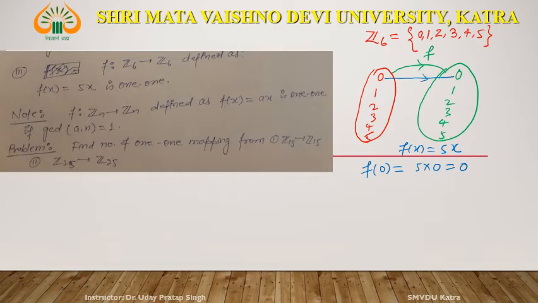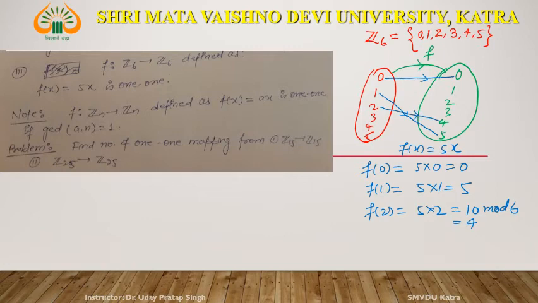Now, what is f of 1? F of 1 is equal to 5 into 1, that is 5. Means 1 is related to 5. What is f of 2? F of 2 is equal to 5 into 2, that is 10. And 10 modulo 6, that is 10 divided by 6, remainder is 4. Then 2 is related with 4, right?